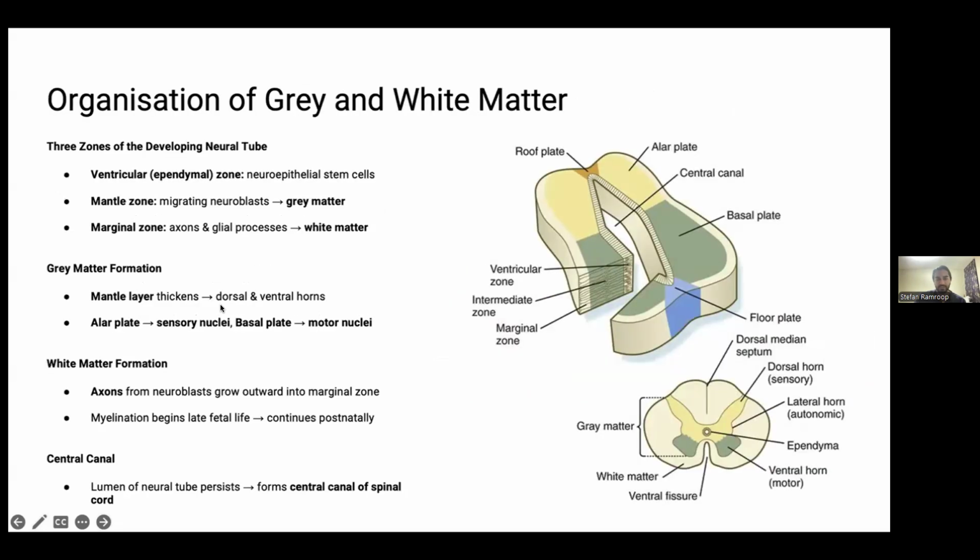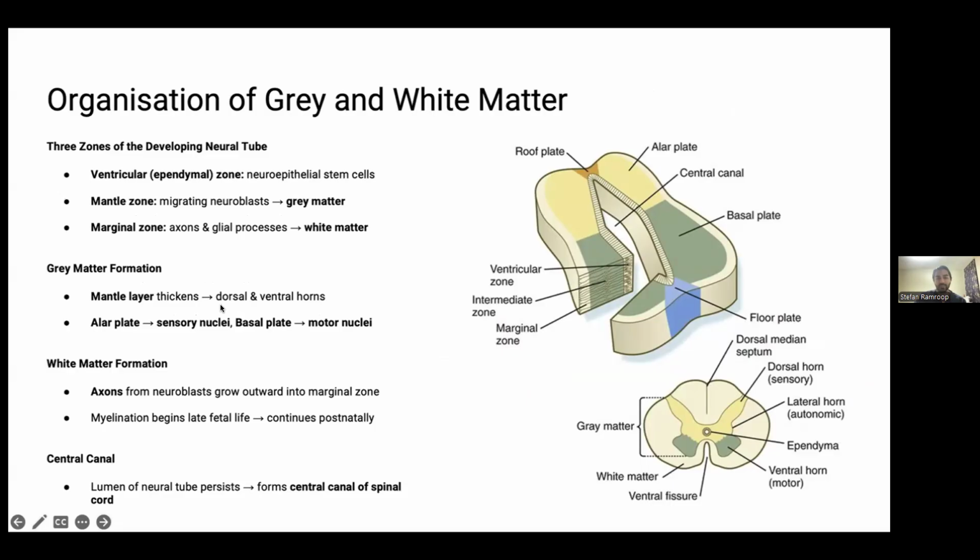As differentiation progresses, the wall of the neural tube organizes itself into three concentric layers, with the innermost being the ventricular ependymal zone, which contains rapidly dividing neuroepithelial cells. These cells give rise to neuroblasts, which then migrate outward into the mantle zone. The mantle zone is where the spinal cord's gray matter forms.